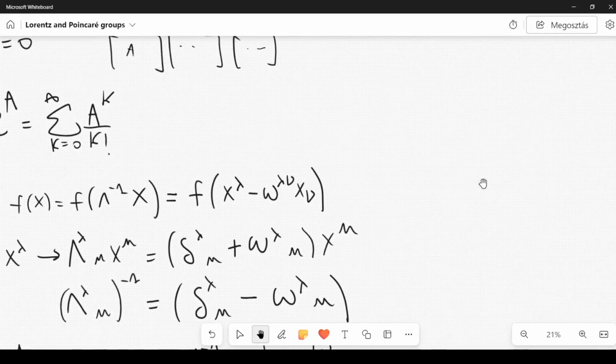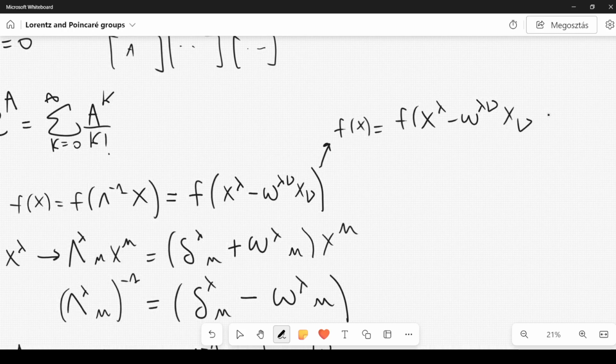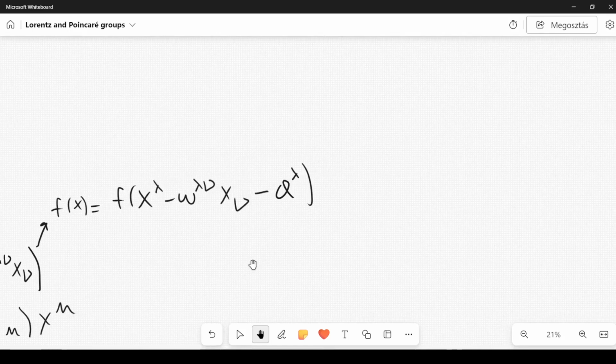If we have a Poincaré invariant theory, instead of this relation, we have something similar of the following kind: f of x lambda minus omega lambda nu x nu. And then here we have an additional term, which is a translational term of the kind minus a lambda. So this is just the translation of what we had earlier. And this expresses Poincaré invariance. And since we are considering an infinitesimal transformation, we have to consider that both omega lambda nu and a lambda are small. So we can expand it in the following manner.